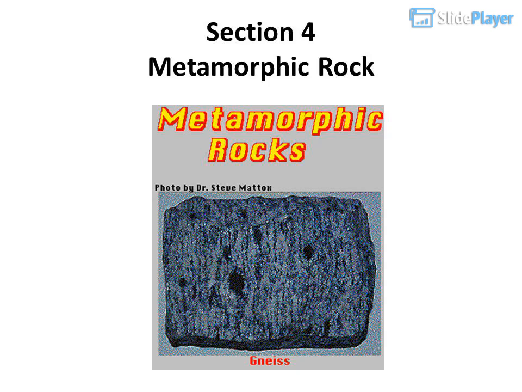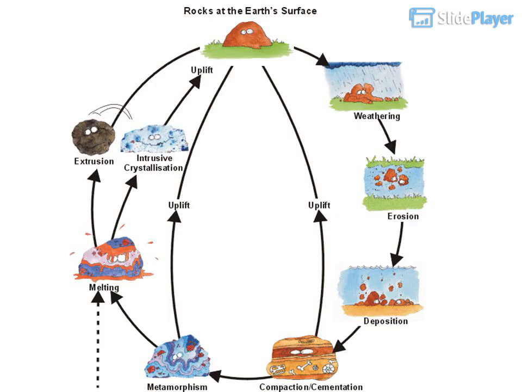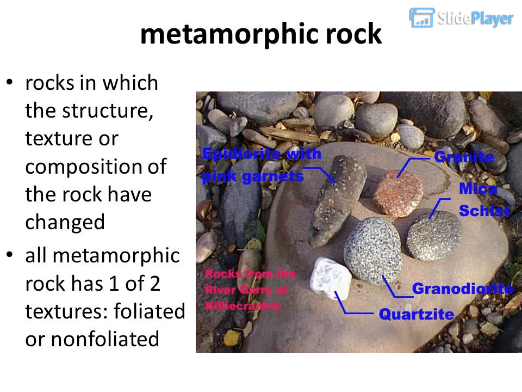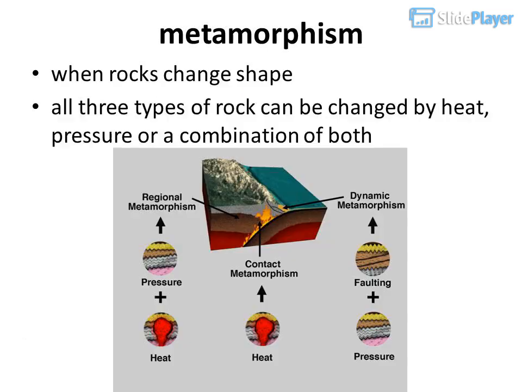Section 4: Metamorphic rock. Metamorphic rock: rocks in which the structure, texture or composition of the rock have changed. All metamorphic rock has one of two textures, foliated or non-foliated. Metamorphism is when rocks change shape. All three types of rock can be changed by heat, pressure or a combination of both.